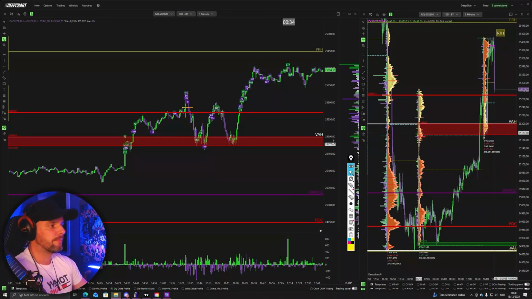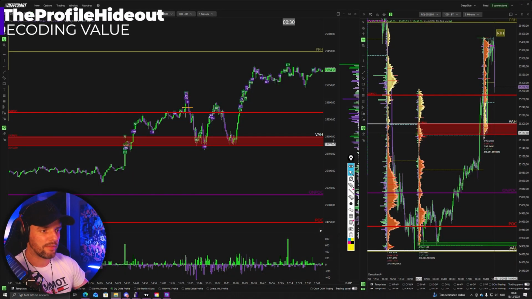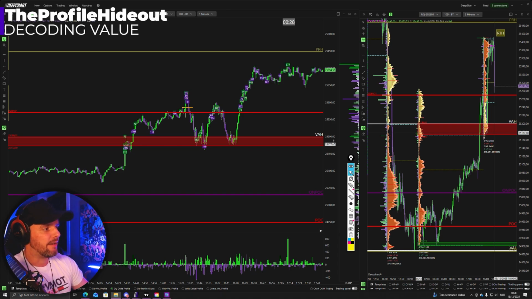Right, Thursday, decoding value. Let's see what the key levels for today were, and if they could have guided us through the session for some high probability setups. Hope everyone's good, and yeah, straight into it.